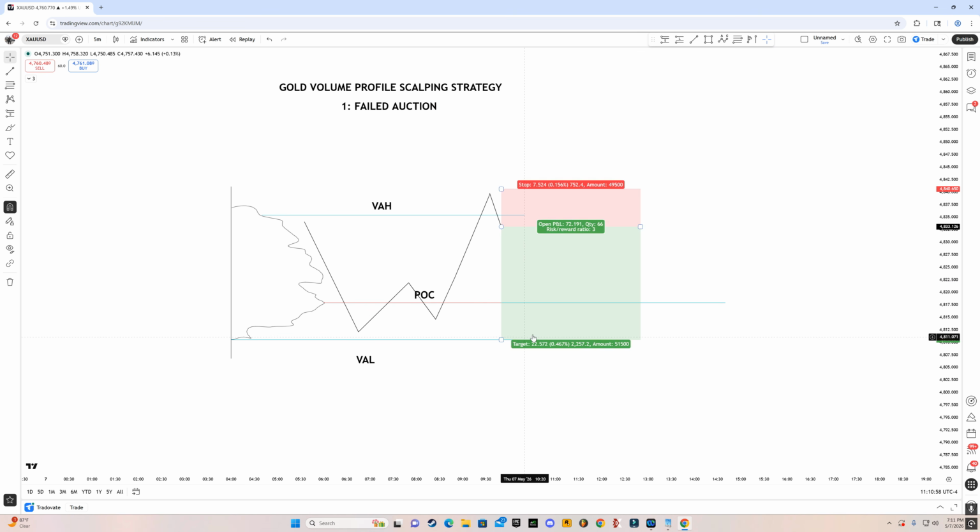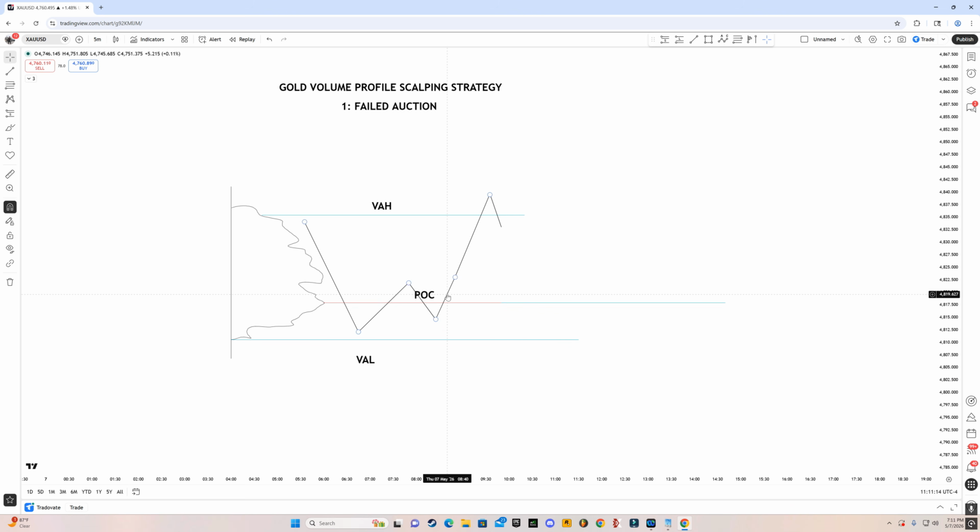And in the case where the point of control is way far down, you can go break even at 1-to-1 risk to reward ratio. The thing is, we have to protect our capital at the end of the day. I don't want my winning trade to turn into a losing trade. So at 1-to-1, I can go break even. So that is the failed auction setup.